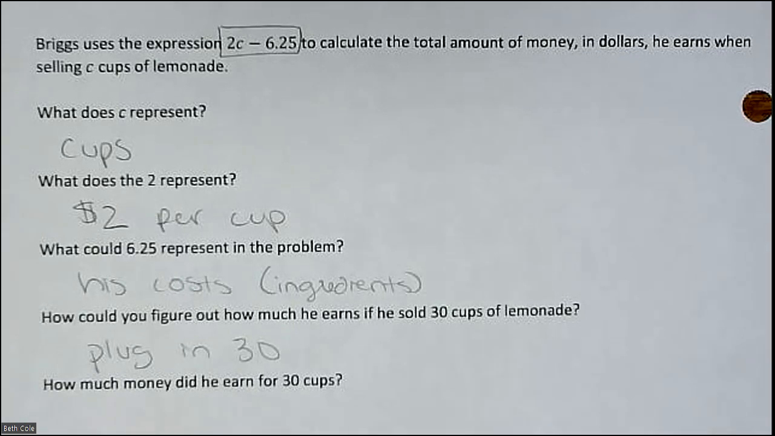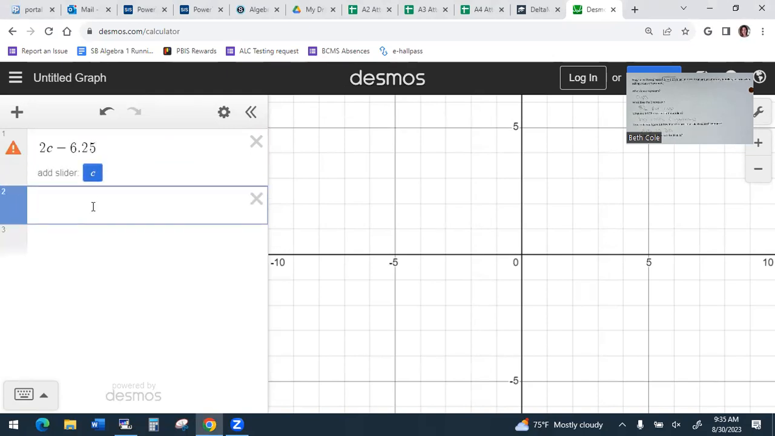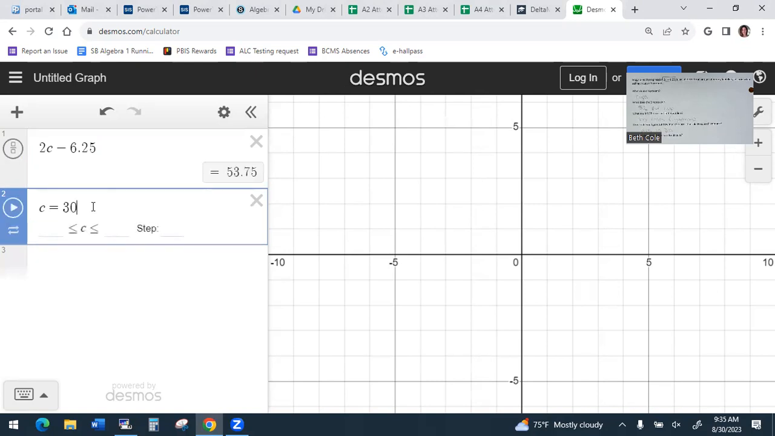Please watch. I like the computers put away while I'm teaching, but you're going to do this in a minute when we play a game to practice it. So what you're going to type in here in the calculator is the equation 2C minus 6.25. Do you see how I did that? I just typed it in. And then in the next box down, you're going to let C equal 30, right? And then this is your answer. It'll literally just tell you the answer. Slap a dollar sign in front of it for cash money. He would make $53.75.